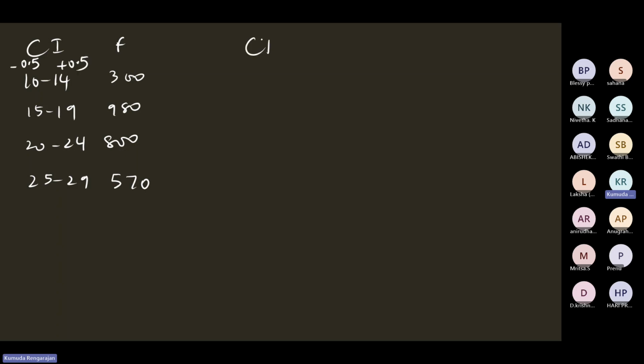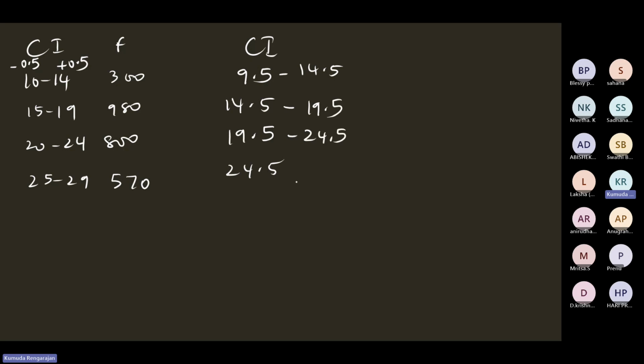new class intervals. So 10 minus 0.5, 9.5. 15 minus 0.5, 14.5. 20 minus 0.5, 19.5. 25 minus 0.5, 24.5. On the upper limits, you should add 14 plus 0.5, 14.5. 19 plus 0.5, 19.5. 24 plus 0.5, 24.5. 29 plus 0.5, 29.5. Add to all the upper limits, subtract from all the lower limits.